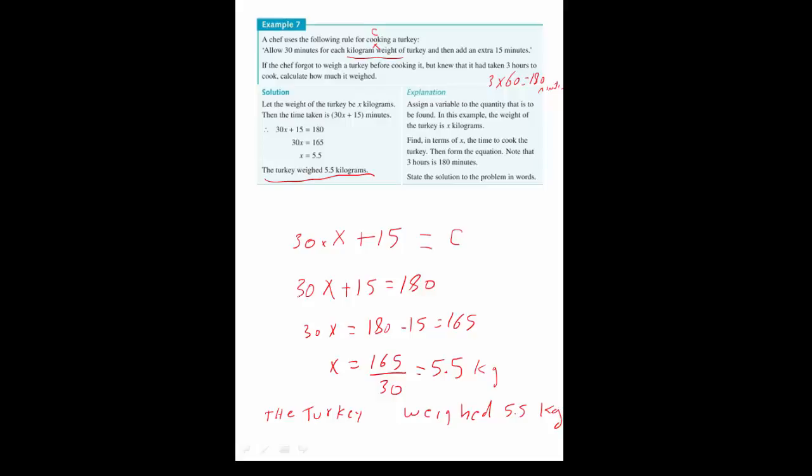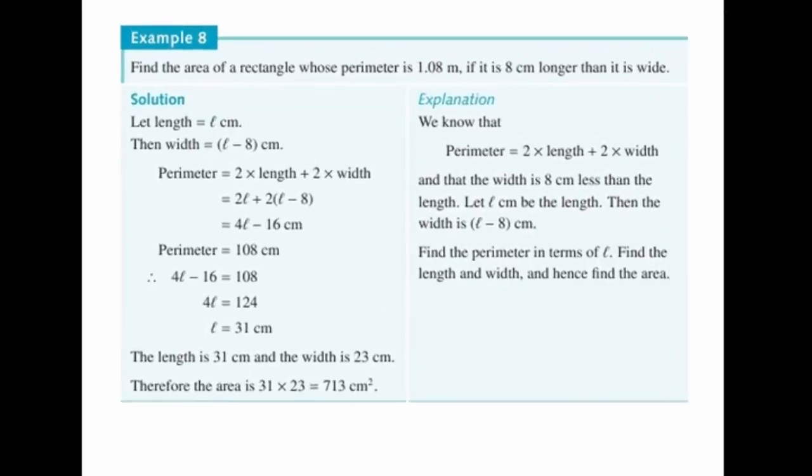Okay, let's move to the next example. Example A. Find the area of a rectangle whose perimeter is 1.08 meter if it is 8 centimeter longer than its width. So you see that I'm mixing meters and centimeters. We start with 1.08 and multiply by 100. This is 108 centimeters. This is the first step. 108 centimeters is the perimeter, and its length is 8 centimeters longer than its width.